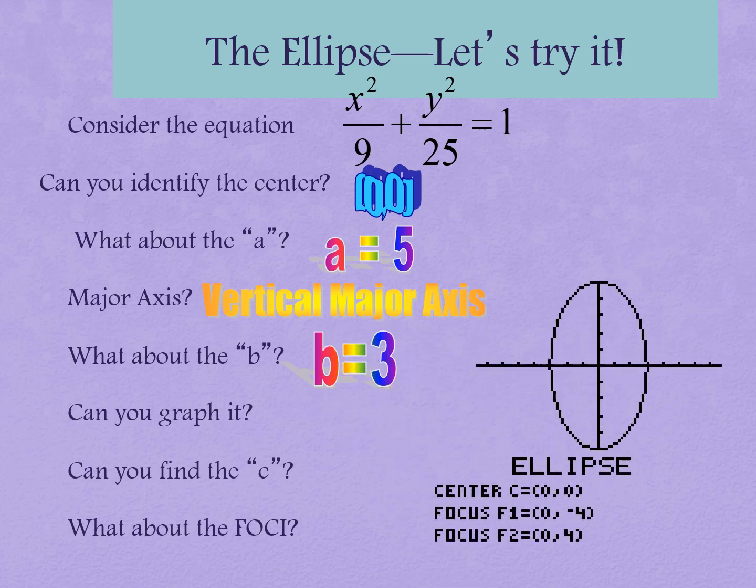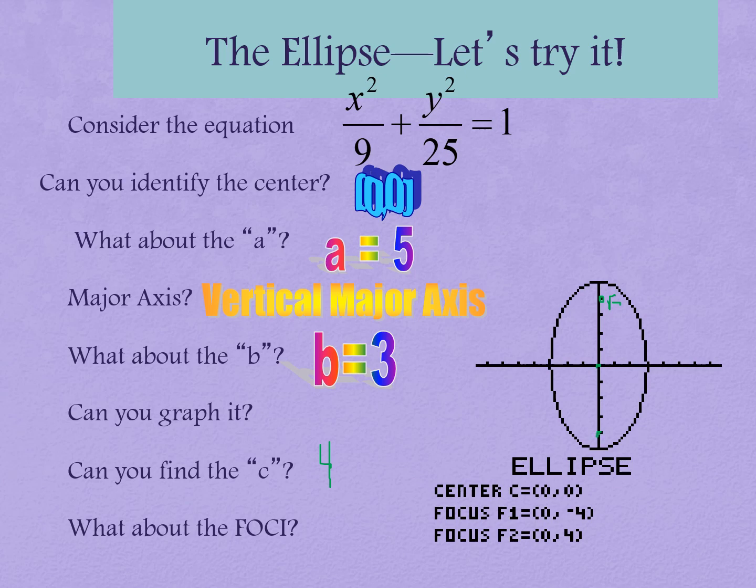All right, so we said C squared equals A squared minus B squared. Well, 25 minus 9 gives me 16. The square root of 16 is 4. So we have a C value of 4. And what that's going to let me do is from my center, I'm going to go up 4. And that's one focus point. And from my center, I'm going to go down 4.